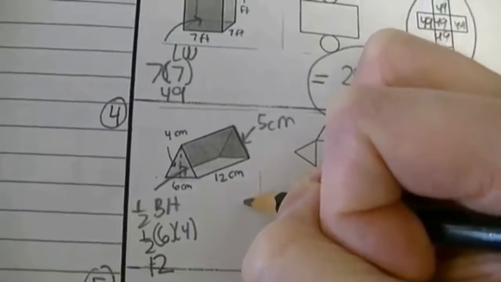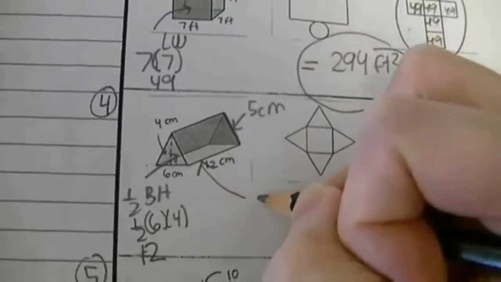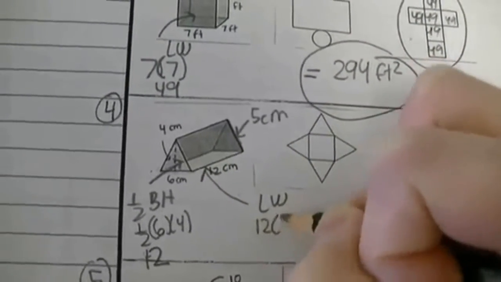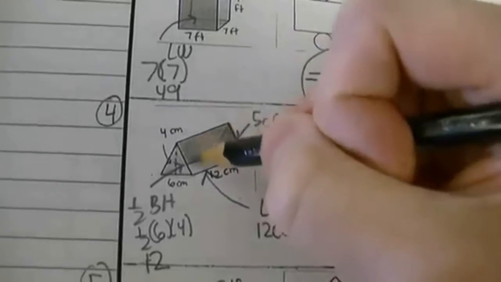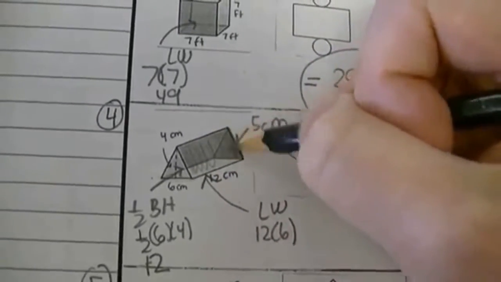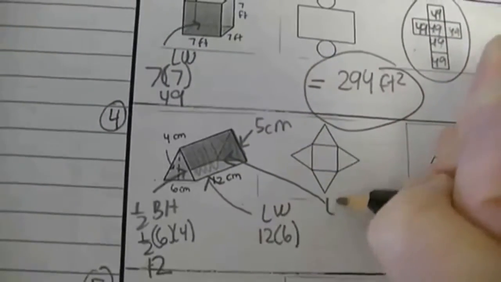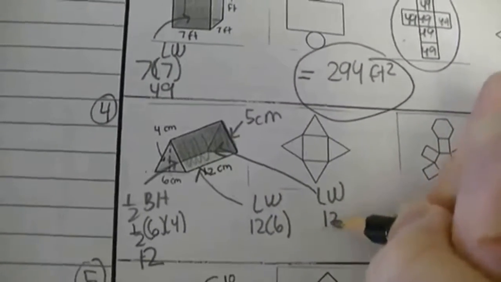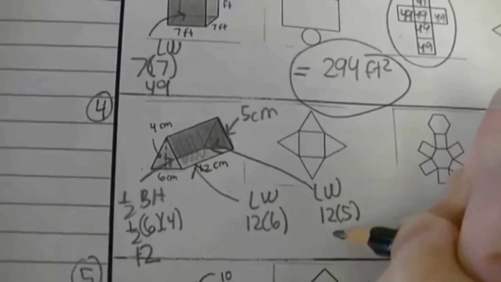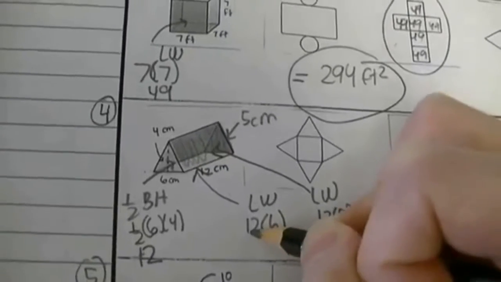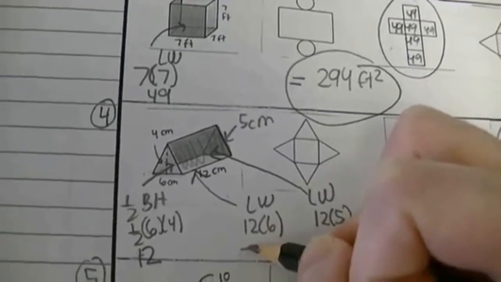And now I'm going to find probably that base. It's just length times width, so 12 times 6. And then this side right there, it's going to be length times width because it's a rectangle. 12 times 5, and that gives me 60. 12 times 6 was 72.